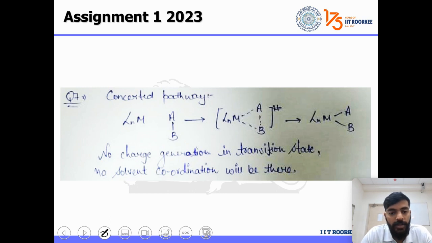So that is the explanation. Concerted pathway, this is the way it will be happening. No change in the generation in the transition state, so no solvent coordination will be happening with the metal. Okay, so there is no chance to change or affect. Getting my point? Because there is no chance of solvent coordination with the metal. So if solvent is not coordinating with the metal, how will it affect?